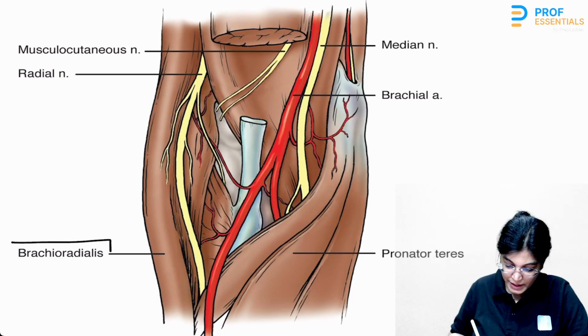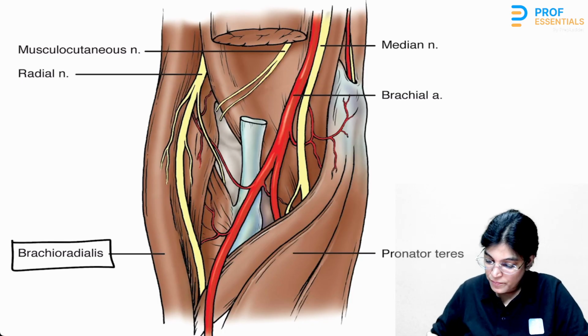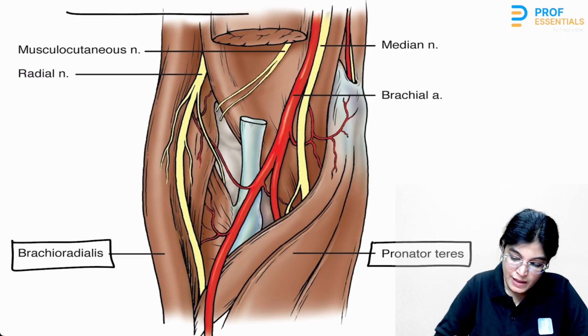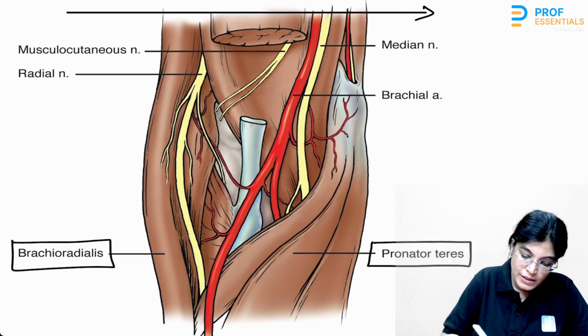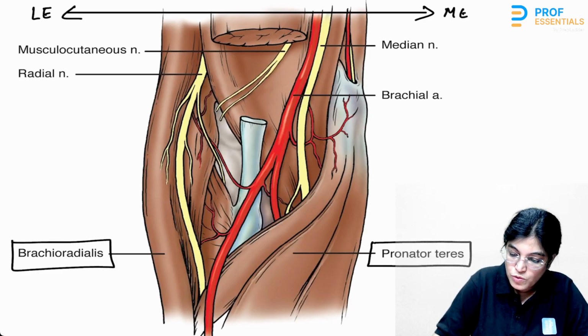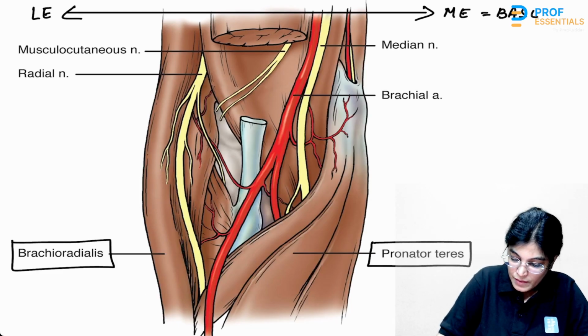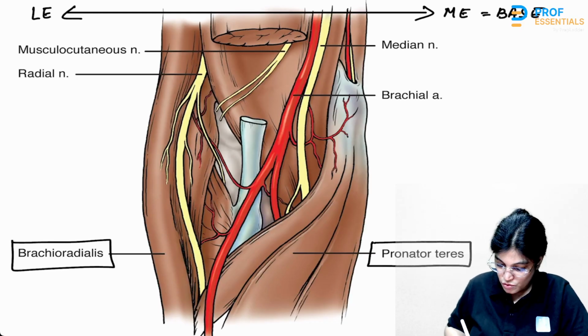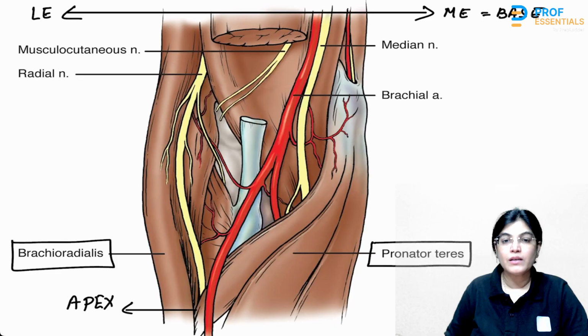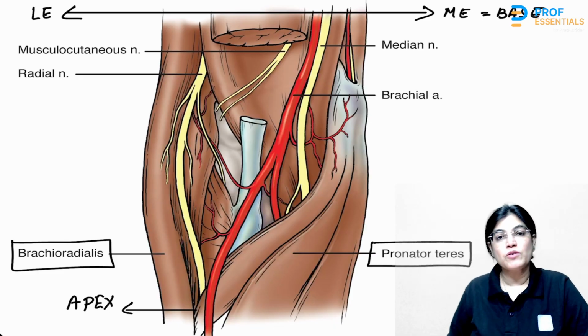This is the brachioradialis muscle forming the lateral boundary. This is the pronator teres muscle forming the medial boundary. An imaginary horizontal line passing through the lateral and medial epicondyle of the humerus bone is forming the base. And this is the apex where these two boundaries are joining, where the brachioradialis muscle overlaps over the pronator teres muscle.